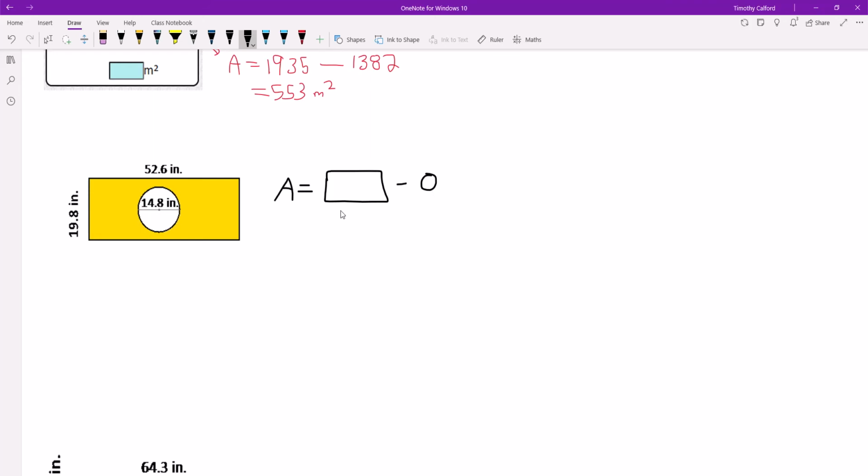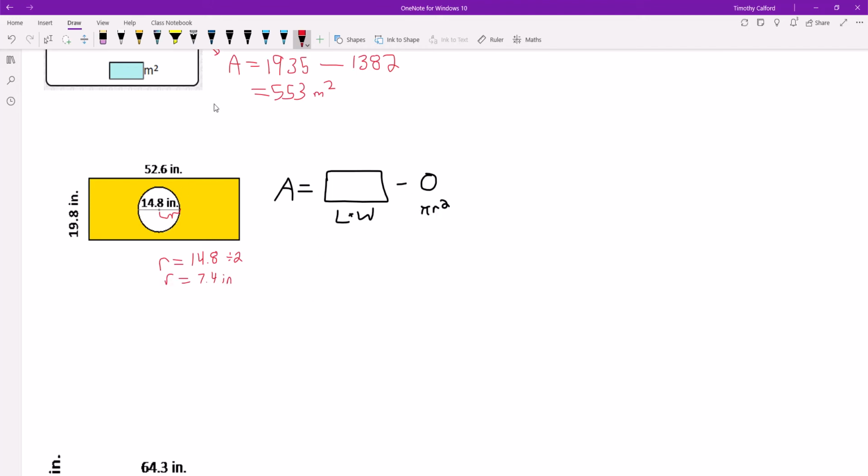And the regular formula is length times width, and for a circle it's pi times the radius squared. So in this context, we need to watch out because we are given the diameter of the circle all the way across, but we would need the radius, and so radius would be half of the diameter. So we would take that, divide it by 2 to get 7.4 inches. And that's what would be useful in our calculation there.